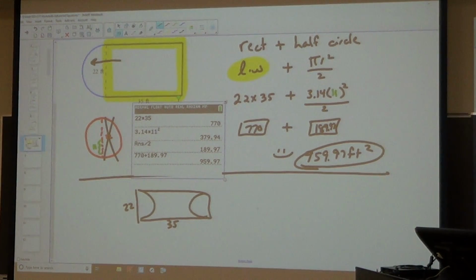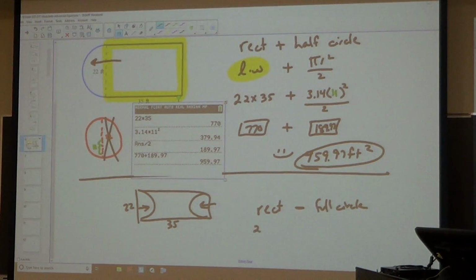Subtracting. We have a rectangle subtract what? Half circle or full circle? Half circle. No, it's a full circle, once you put the two halves together. It's a whole circle once you put it together.